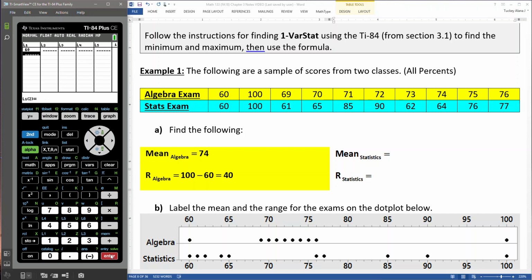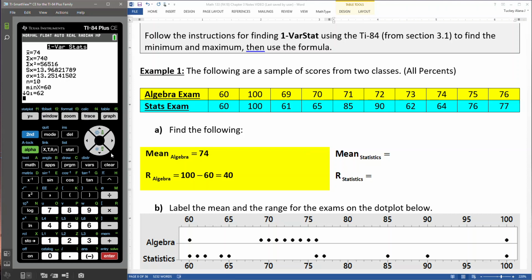And then I want to type in the statistics scores. So I'm going to type those in quickly. And then I want to find the range and the mean. Well, we already know how to find the mean because it's the same thing we learned in section 3.1. Go to Stat, go to Calculate, pick number 1, One-Var Stats, go down to Calculate and press Enter. And you can see x-bar at the top is still 74, so the mean is 74 for that stats exam.